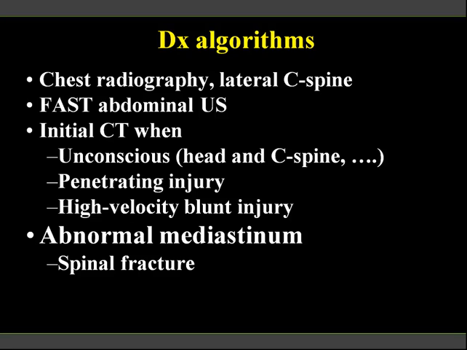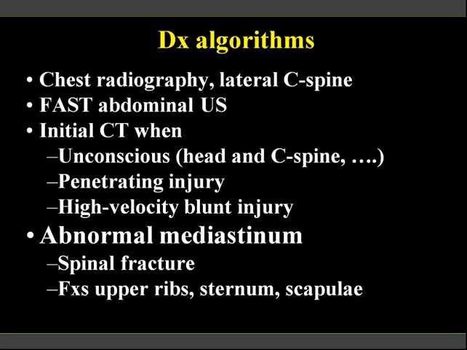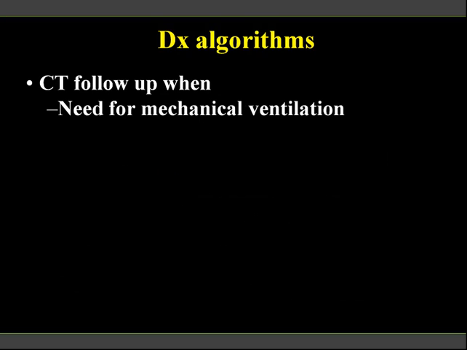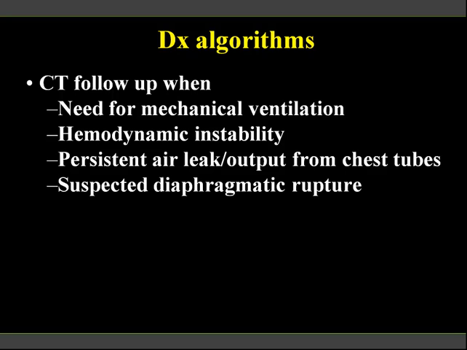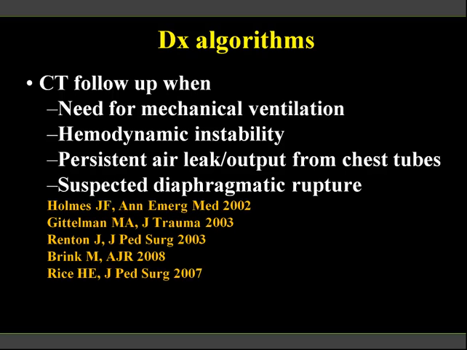But when we suspect spinal fractures, neurological damage, and when there are fractures in the upper ribs, sternum, and in the scapula, which are associated with vascular injuries. CT follow-up when there's a need for mechanical ventilation, hemodynamic instability, when there's persistent air leak or output from the chest tubes, and when there is a suspicion of diaphragmatic rupture.